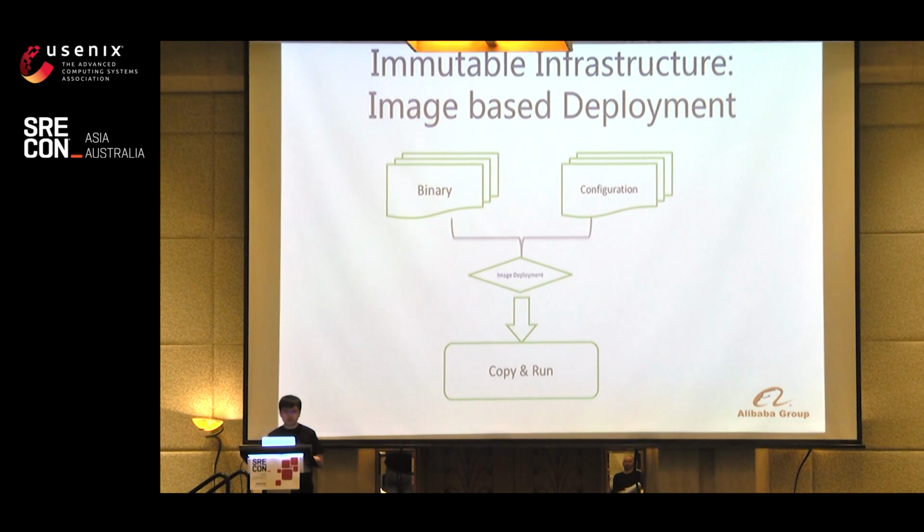So in an immutable infrastructure, the most important thing is to do the deployment with images. The image is like this: we put binary and configuration together to make an image. And when we try to use it, we just copy the image and run the image. So the most important thing we need to think about is how to separate the binary and the configuration at the beginning, and then how to mix them together in the image building process.